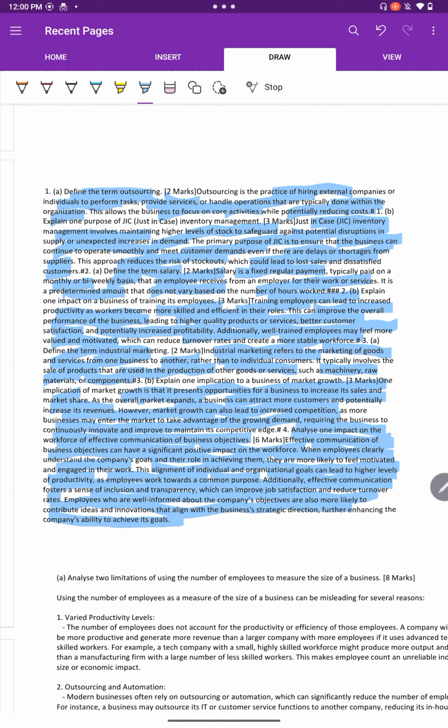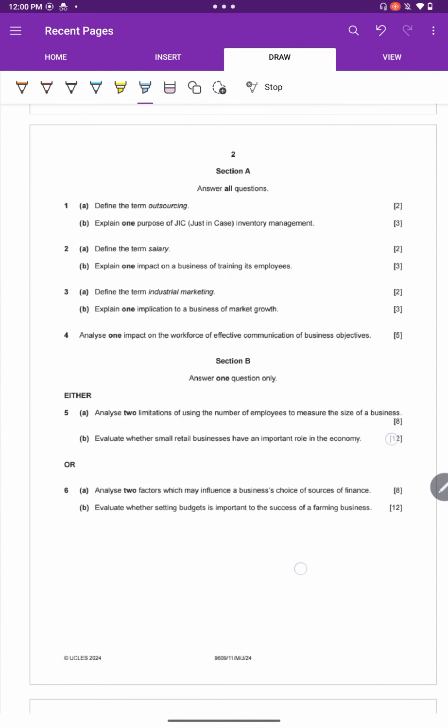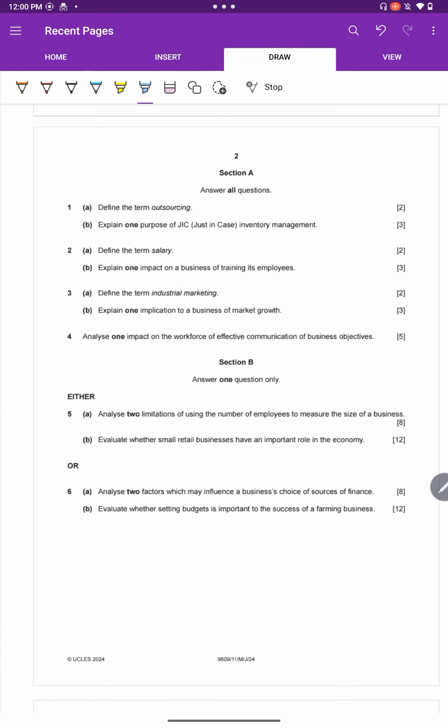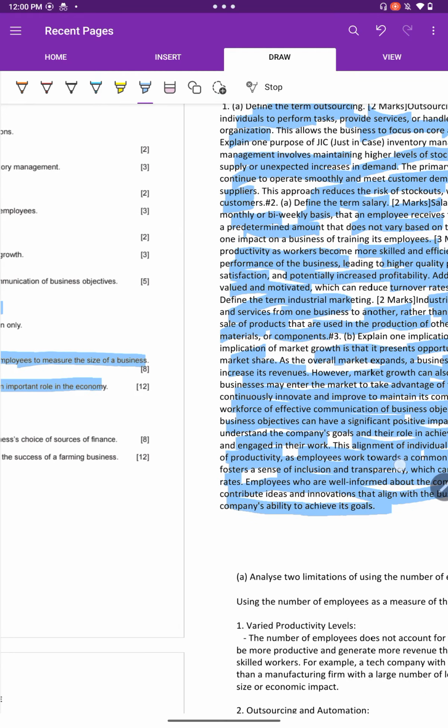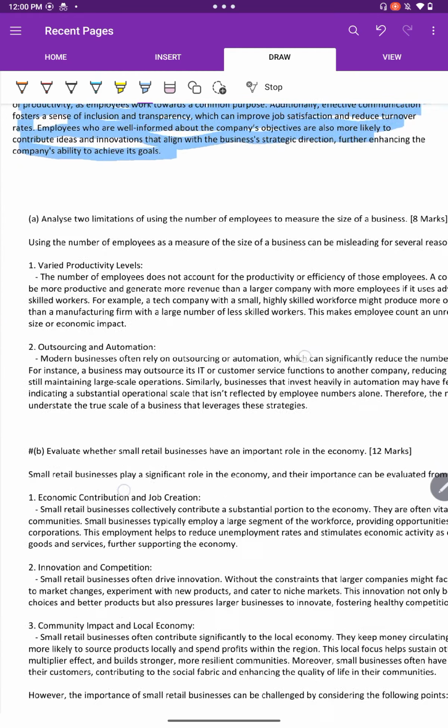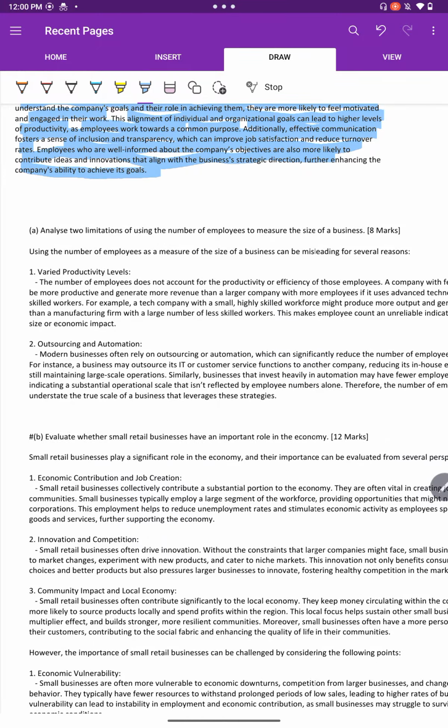Okay, so I'm back. So we have section B. The first question is: analyze two limitations of using the number of employees to measure the size of a business. Evaluate whether small retail businesses have an important role in the economy. So this is the question.